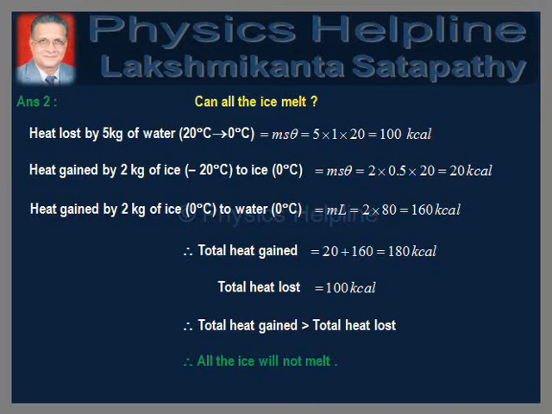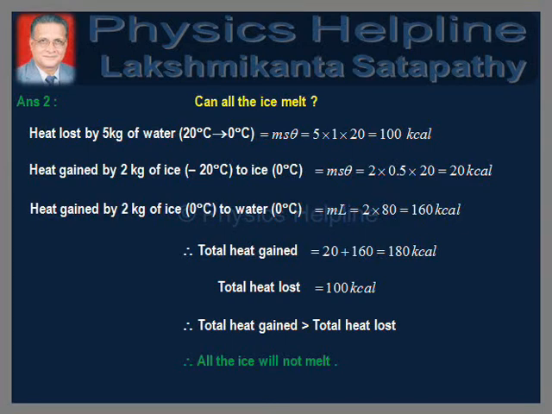We are given 2 kg of ice at minus 20 degrees C and 5 kg of water at 20 degrees C. All the ice will melt if the heat lost by 5 kg of water to cool from 20 degrees C to 0 degrees C is greater than the sum of the heat required to increase the temperature of 2 kg of ice from minus 20 degrees C to 0 degrees C and the heat required to melt 2 kg of ice.